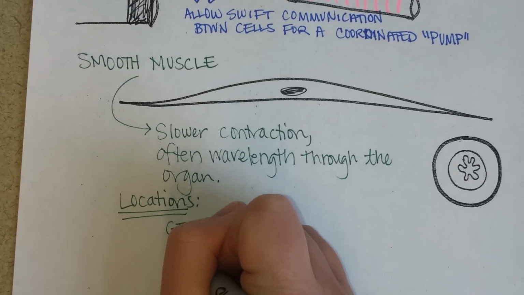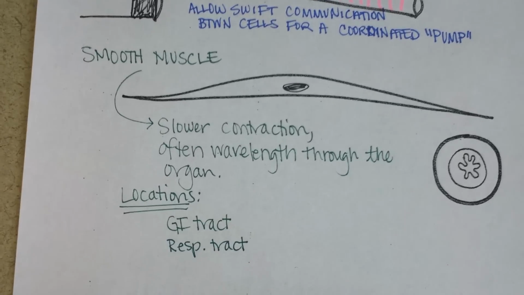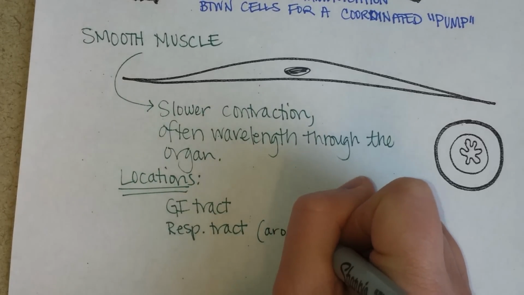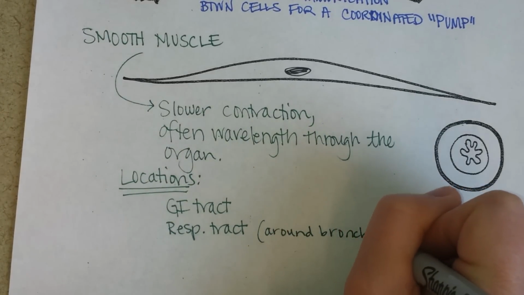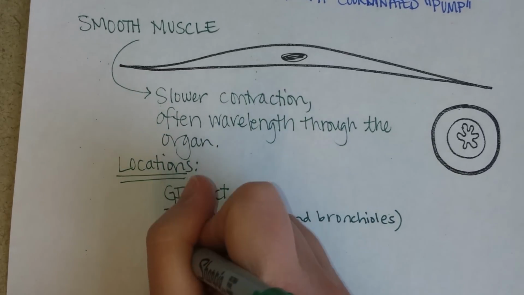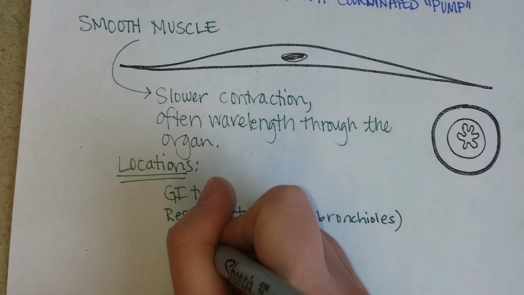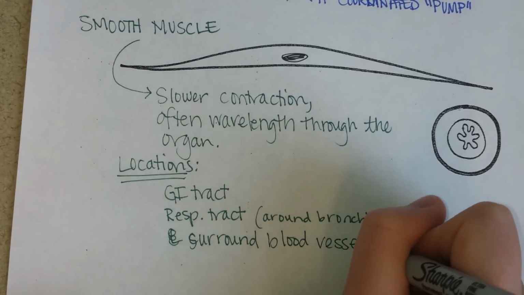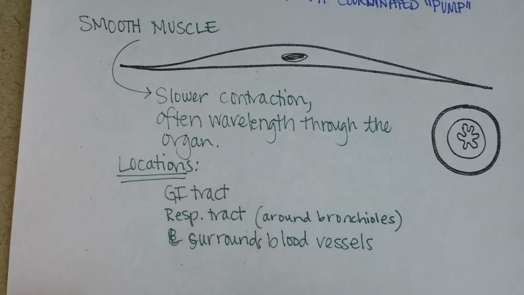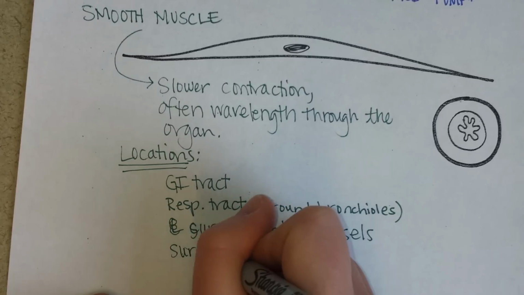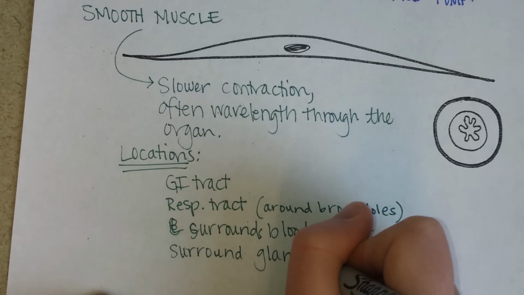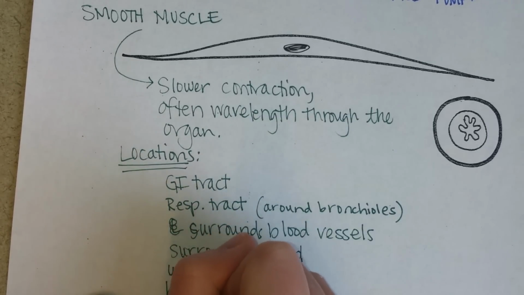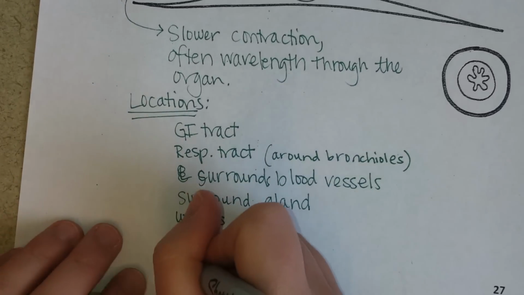The respiratory tract, because you can control airflow in the lungs through bronchioles. So it's around bronchioles. It lines all your blood vessels, surrounds blood vessels. A lot of times you'll find it surrounding a gland, so it can squeeze the product out. The uterus, bladder, sphincter muscles.